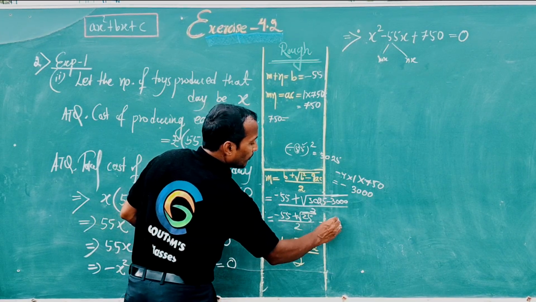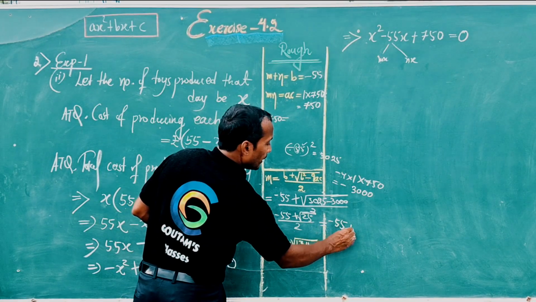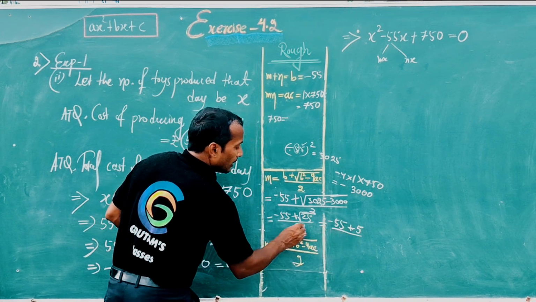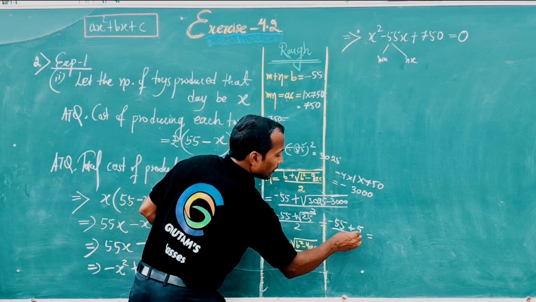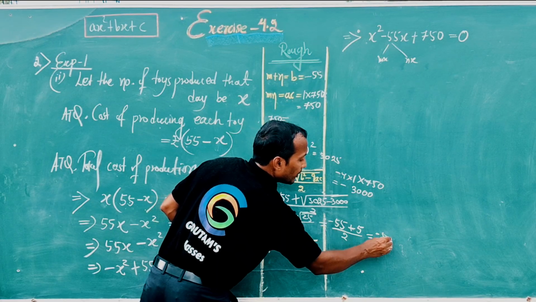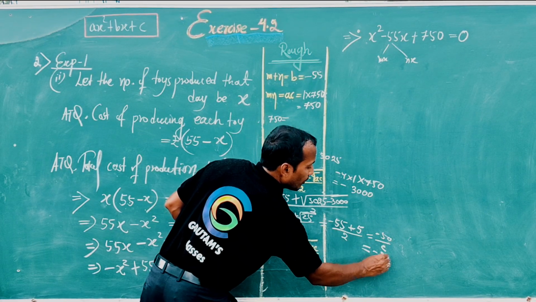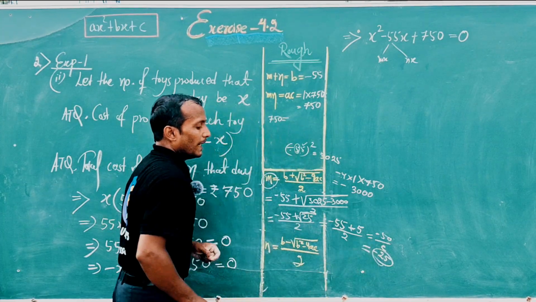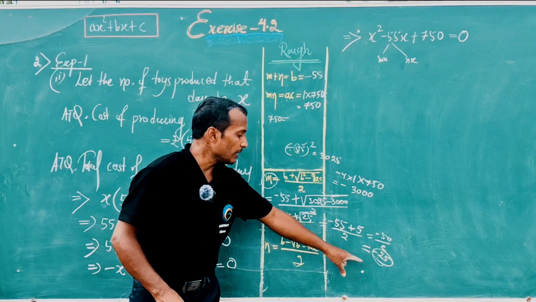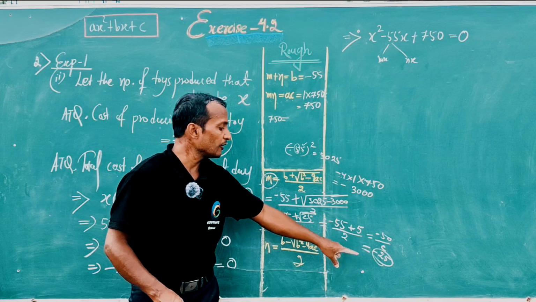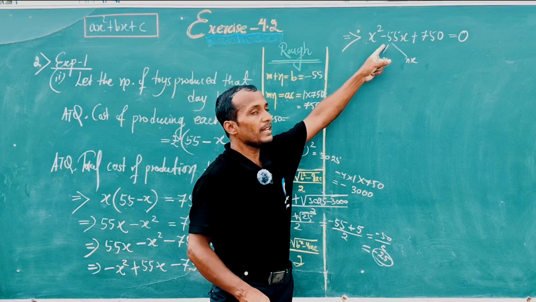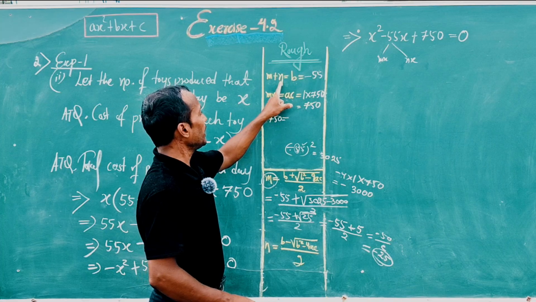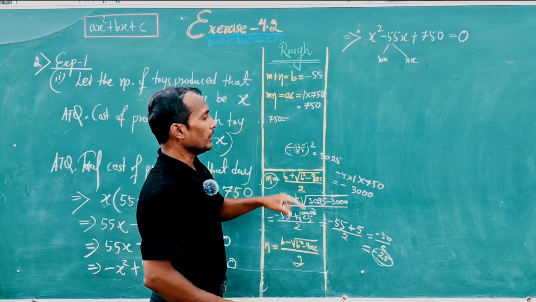Now I have minus 55 plus 5. Square root of 25 is 5. Now I have by 2. Answer minus 55 plus 5 is minus 50 by 2, which gives you minus 25. So value of m is minus 25. After getting the value of m, you can subtract it from b to get n, because m plus n is b. So if you want to find out n, subtract m from b.